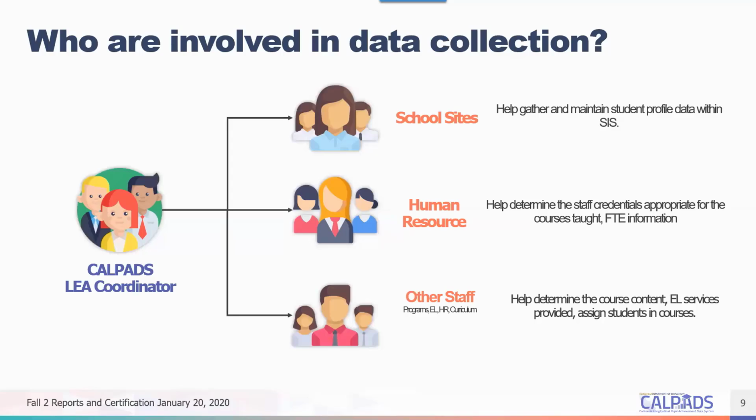And then you have other staff that are going to be involved in Fall 2, in particular your EL program staff, because we want to make sure that staff members are reported as providing the correct services, that students receiving services are reported correctly, and so on and so forth. Potentially those in your curriculum department, because you want to make sure that courses and their content are reported correctly, but also your levels, right? If it's an honors course or a GATE course, or if it's IB or AP, you want all that reported correctly.